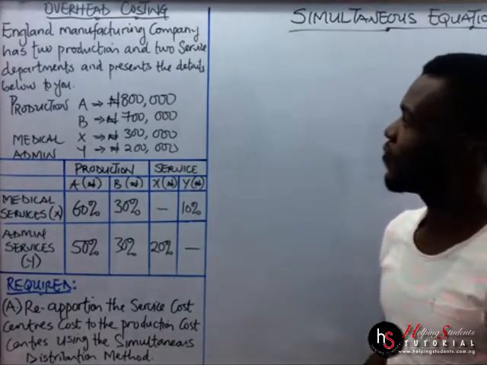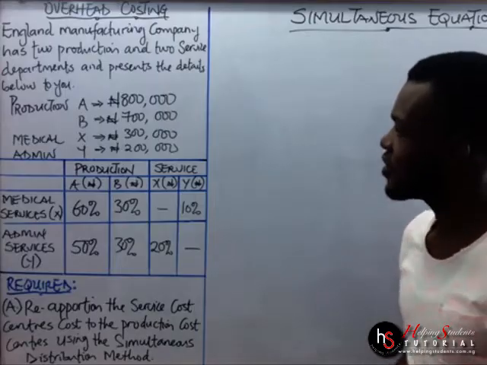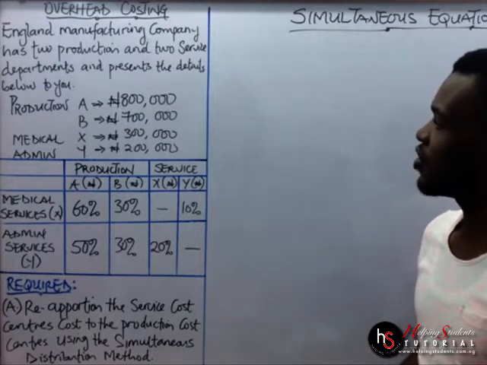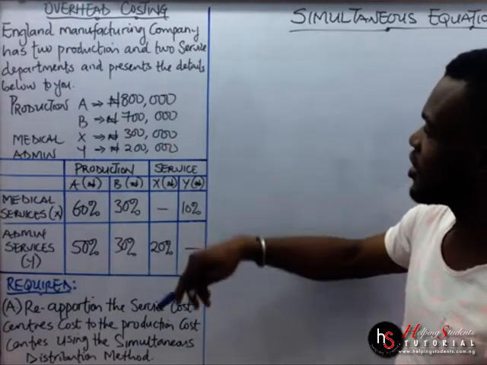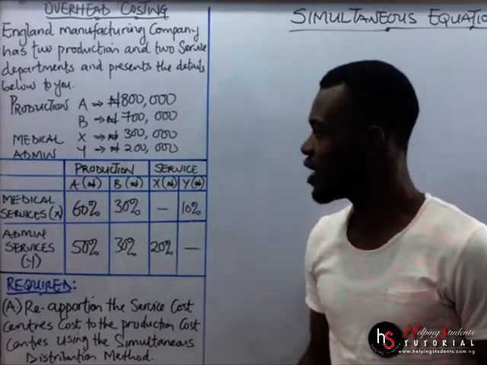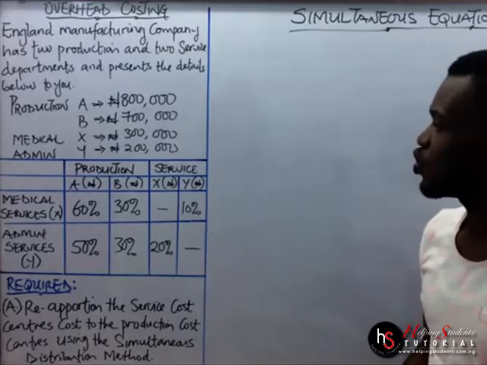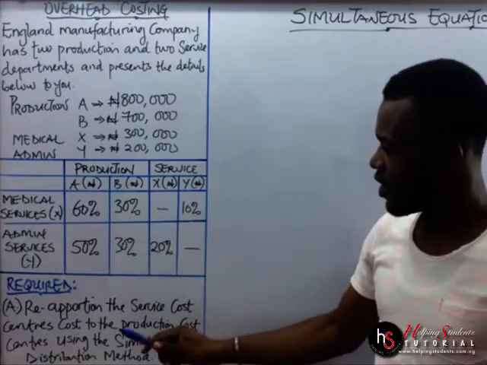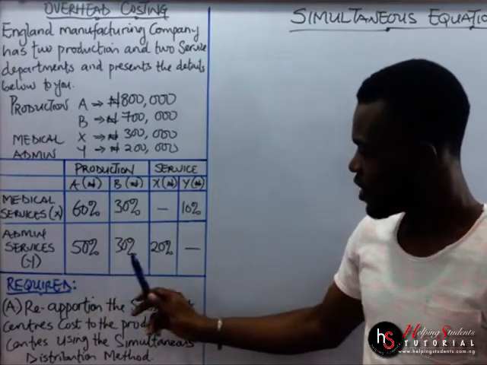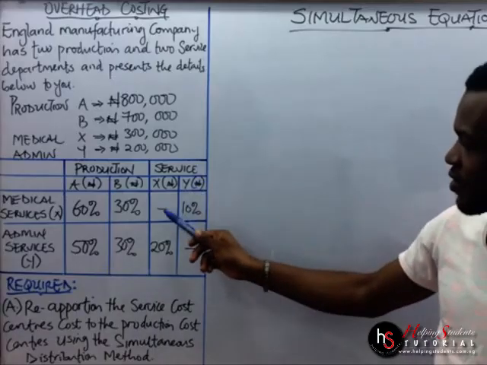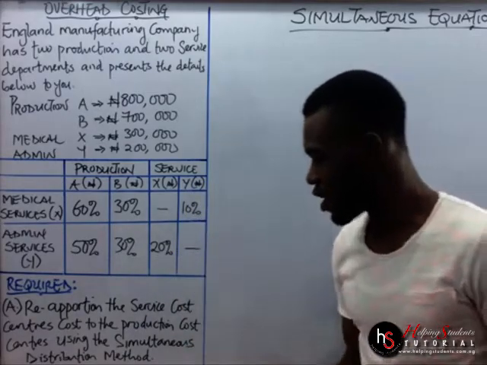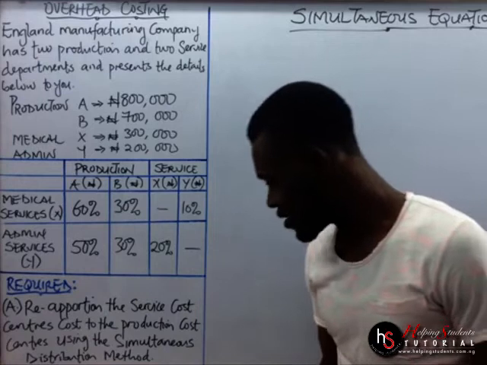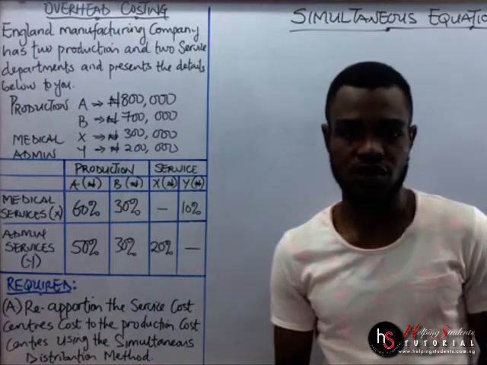England Manufacturing Company has 2 production and 2 services departments and presents the details below. Production A and B, we have 800,000 and 700,000. Then medical and admin, X and Y, 300,000 and 200,000. Here are the details, and we have the percentage for A 60, for B 30, for admin 50 and 30. Then service department X nothing, Y 10%, and so on. Reapportion the service cost center's cost to the production cost center using the simultaneous distribution method.